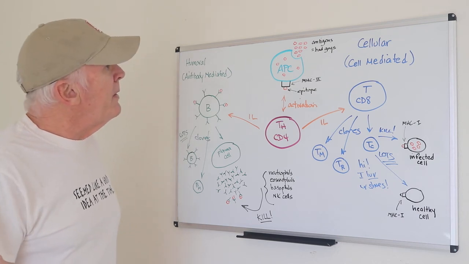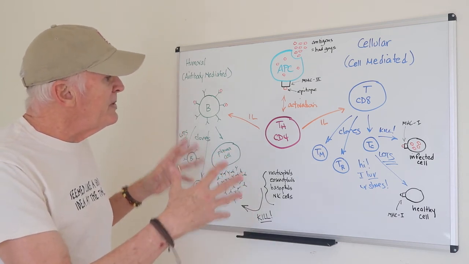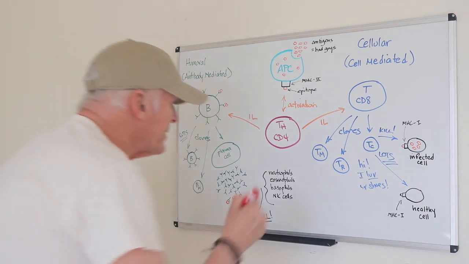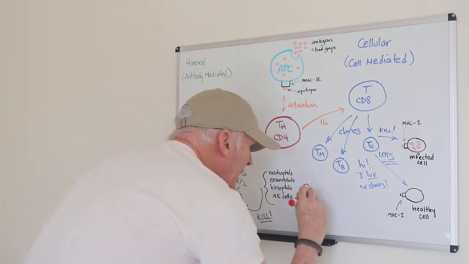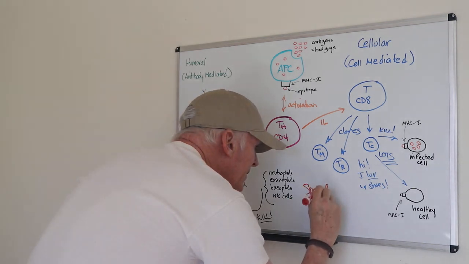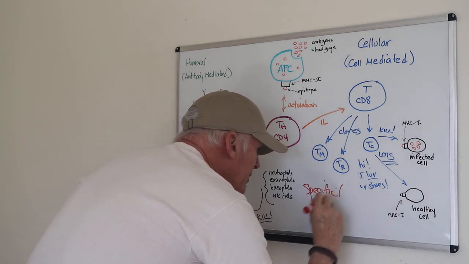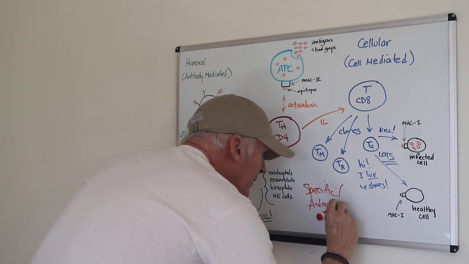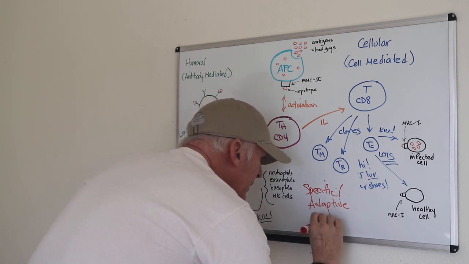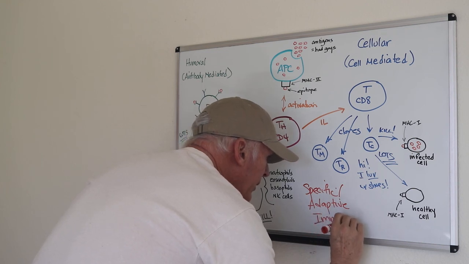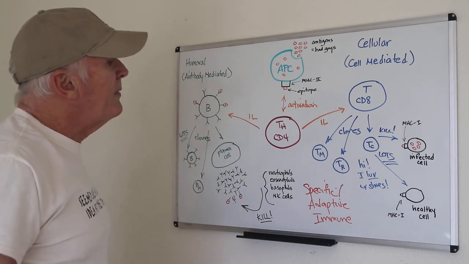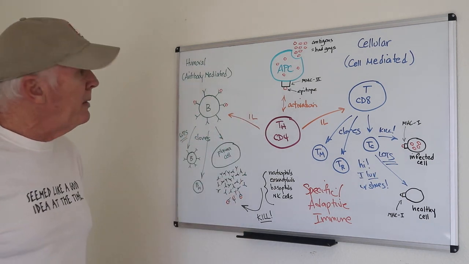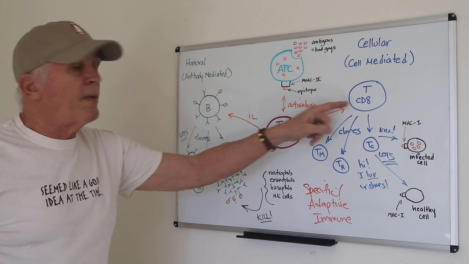So here you go. This is the specific immune system. I probably should have written that up there, shouldn't I? So this is the specific or adaptive immune system. And remember, it's called specific because it responds to one particular antigen, and it's called adaptive because the T and the B cells weren't ready to go when you were born. They had to go get trained in the red bone marrow or in the thymus.